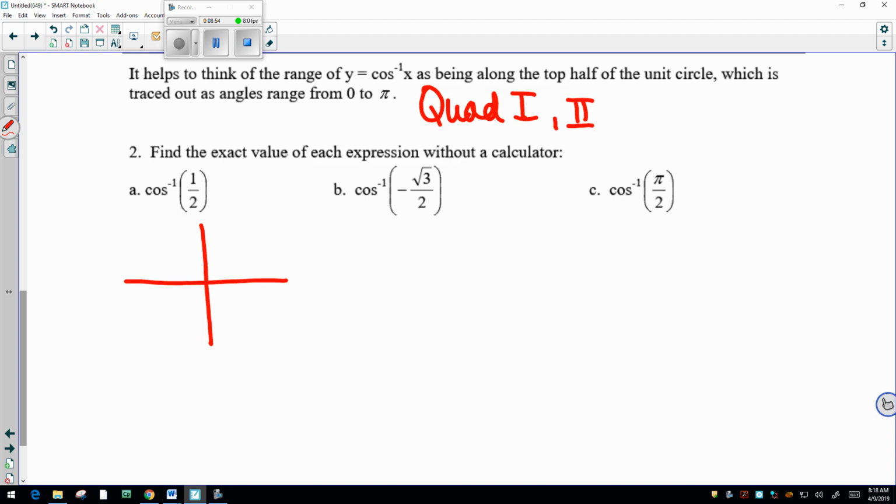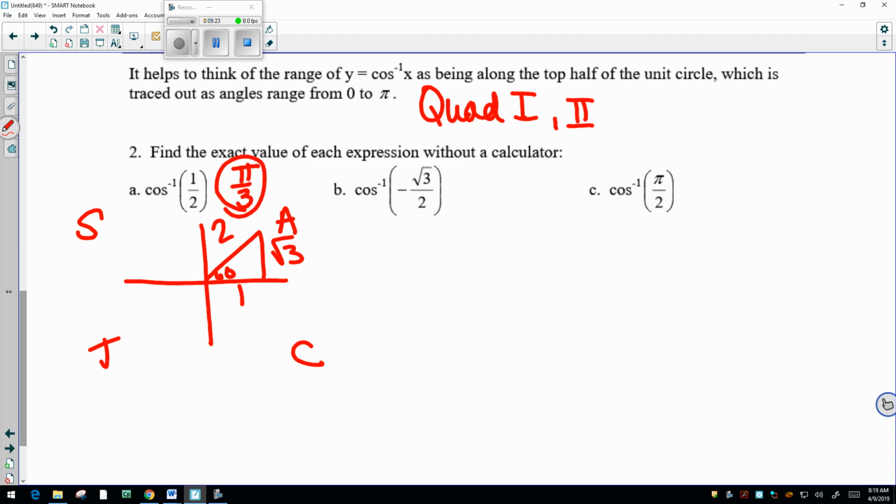This one I'm looking for the angle that would give me the cosine ratio of 1 over 2. And it's positive. So again, if we go back to All Students Take Calculus, if I have a positive ratio, it has to be in the first quadrant. So cosine being adjacent over hypotenuse, that means that the extra side is the square root of 3, which would give me a 60-degree angle or a value of pi over 3.